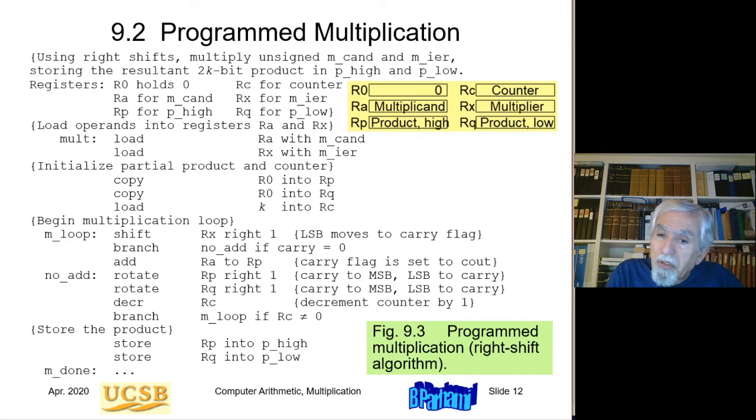And this program, I leave it up to you to study, basically has a loop corresponding to the multiply iterations, M loop, multiply loop. It does the shifting, and then if no addition needs to take place, if the next digit of the multiplier is zero, we branch to no add when no addition takes place. Otherwise, we fall through to this addition where the addition takes place. And then basically these rotates take care of the shifting in preparation for the next step.